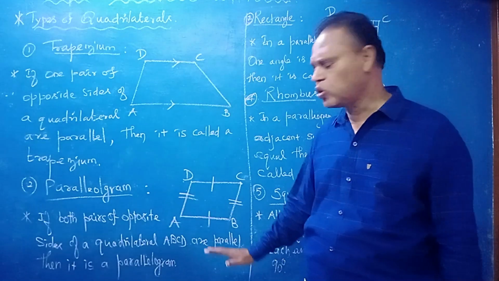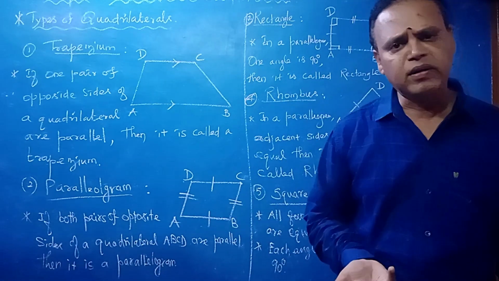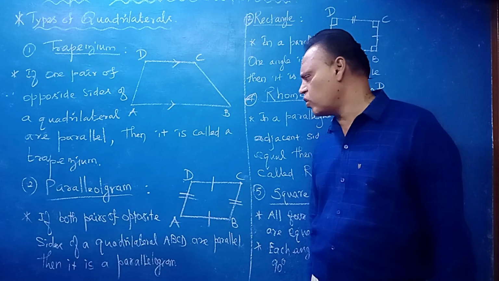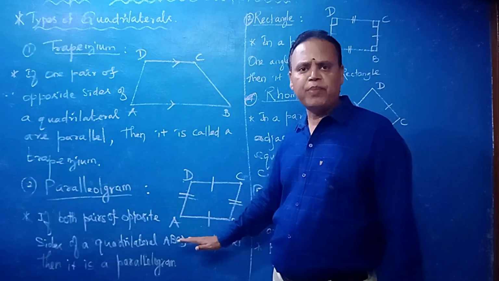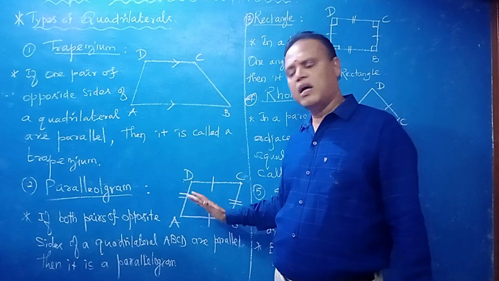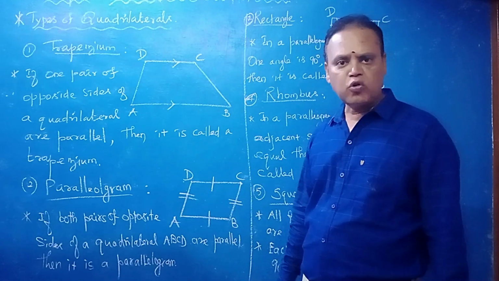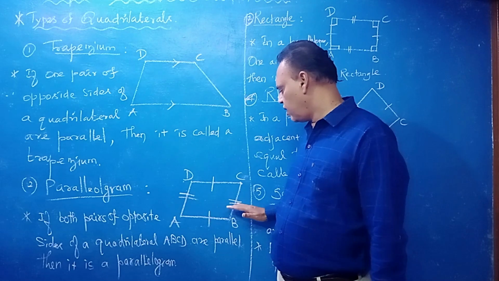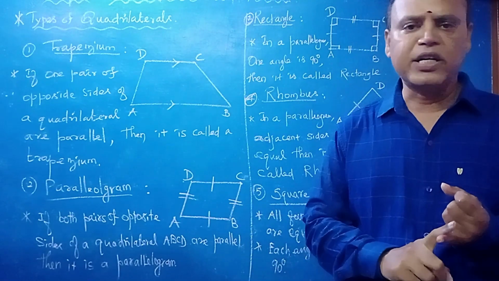Clear? If both pairs of opposite sides are parallel, it is a parallelogram. Automatically, opposite sides will become equal. So remember this. Now the properties of a parallelogram. Later on, we will study that, but just to recall, I will explain now itself. First, remember the properties. Based on sides, opposite sides are parallel and equal.